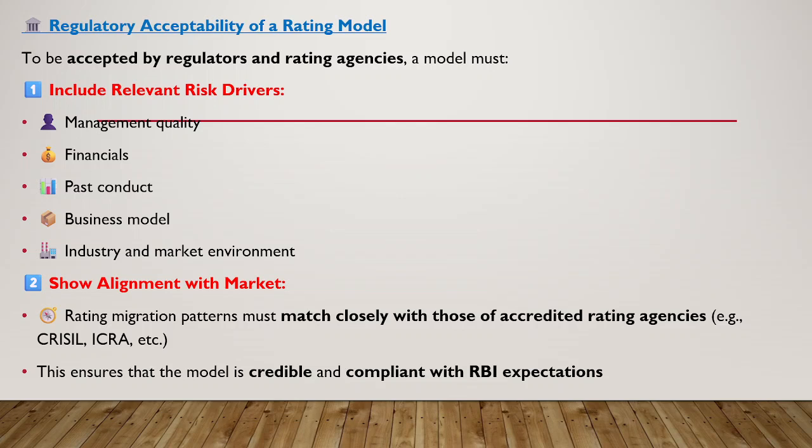Second, the migration patterns observed through the model must align reasonably well with the migration data published by accredited rating agencies. If your model consistently shows a much higher or lower default probability compared to market standards, it's a sign that your model may be miscalibrated.